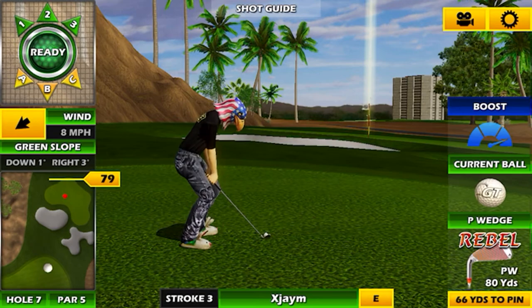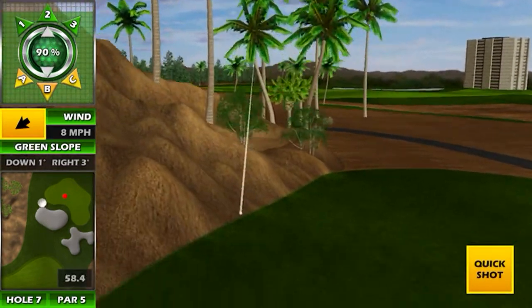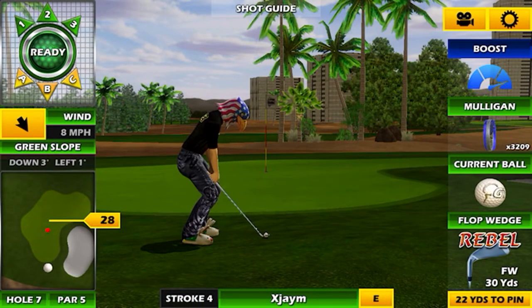Oh, let's go here. Go 90% again. Stay off the green. Okay, alright. We're 22 yards to the pin.